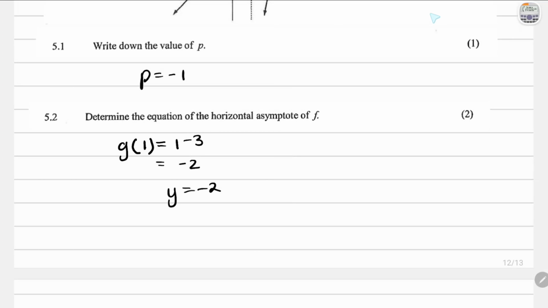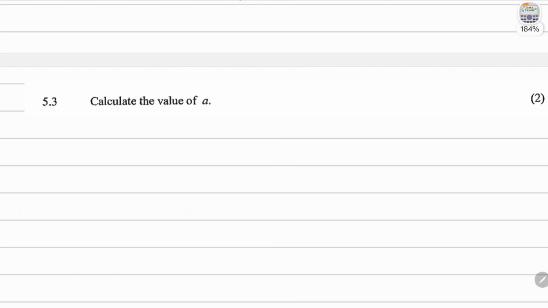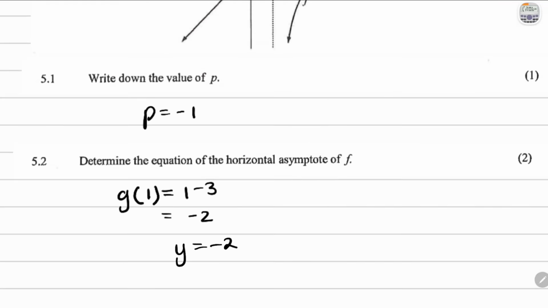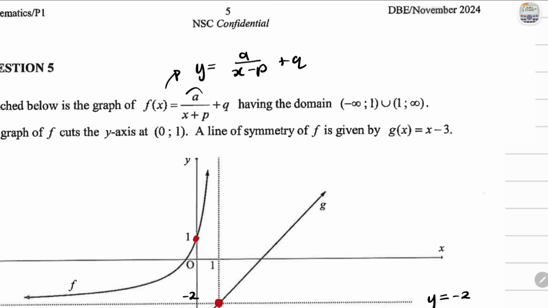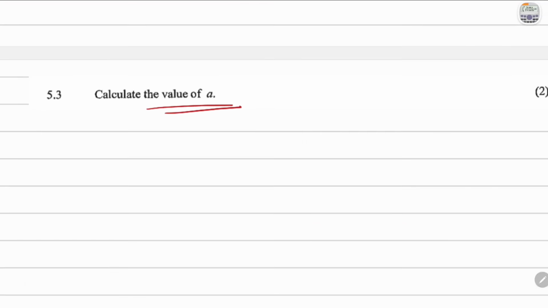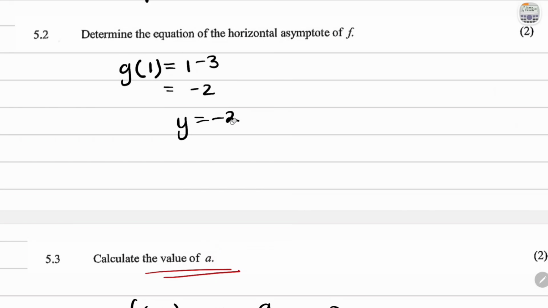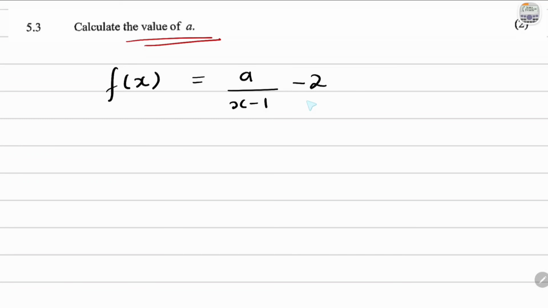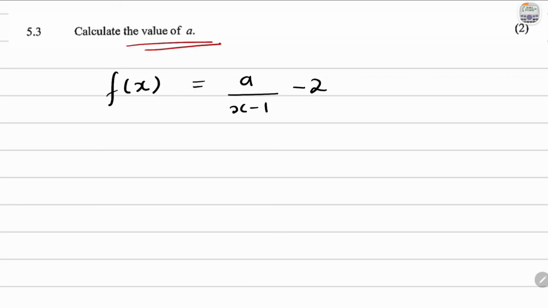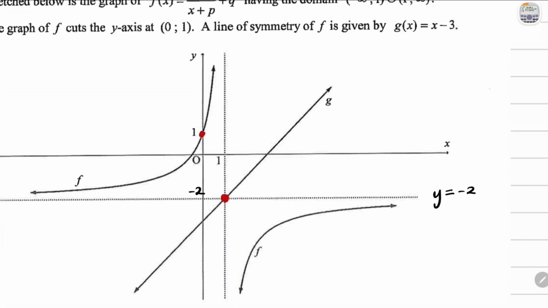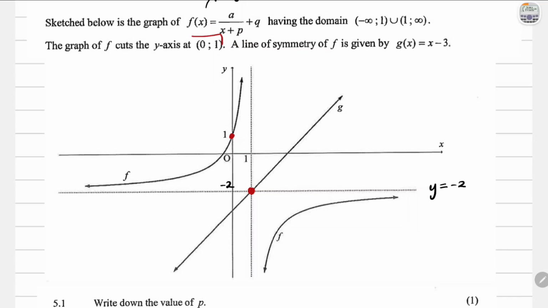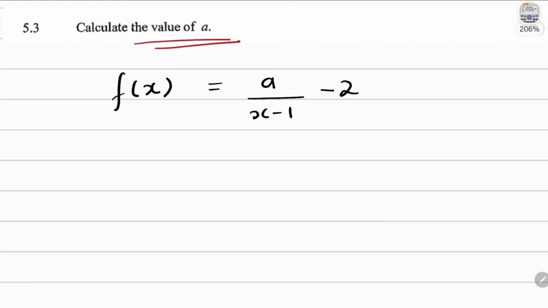Moving on to the next question. The next question, 5.3, says calculate the value of a. Okay, we have P, we have Q, only a is missing. So all we need is a point on the graph. So f of x is equal to a over x minus 1, minus 2, because we have that horizontal asymptote. And now you just need to substitute a point, because if you have a y value and an x value, only a will be missing, and we can use that to solve for a. The only point they gave us on this graph was this (0; 1). So we can go ahead and use that, substituting 0 and 1 in place of x and y.